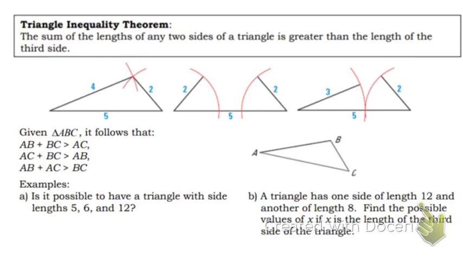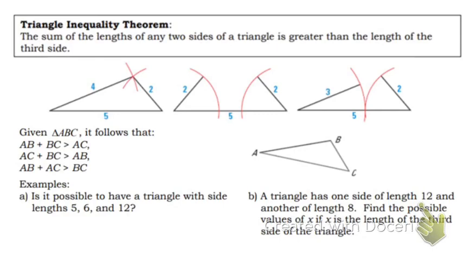So if we look at 4 and 2, 4 plus 2 equals 6. 6 is bigger than 5. So that means that if I was to swing these two sides, they'd stop at this point. And that's only because 4 and 2 is bigger than 5.